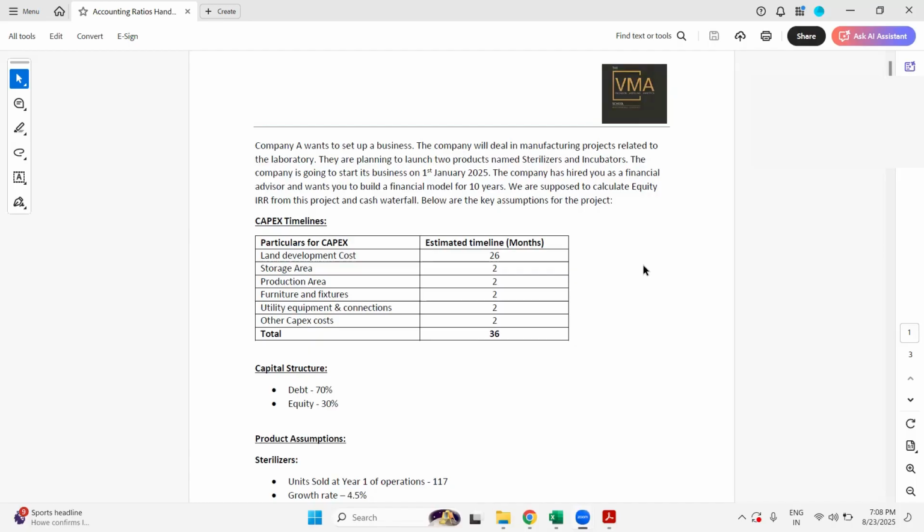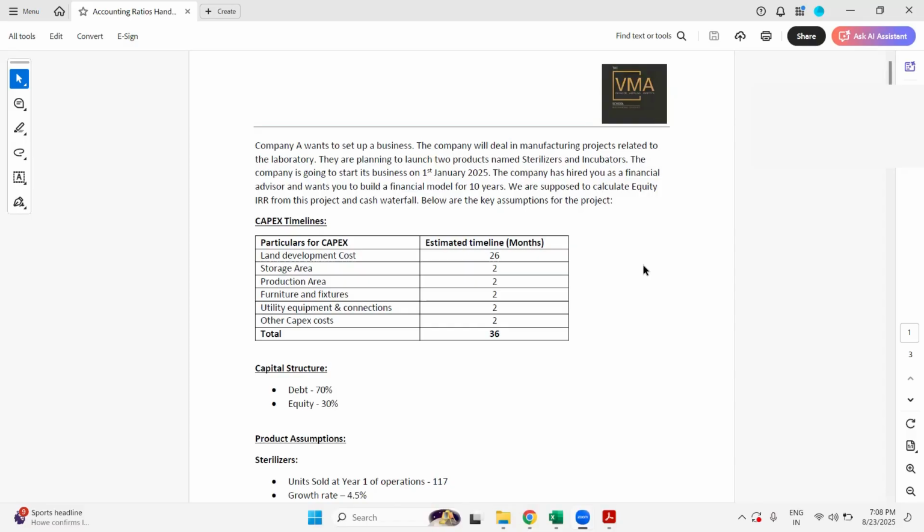So in this particular case study, there is a company A which wants to set up a business. As told to you guys, this is a project finance model, right? In a project finance model, what generally happens is that you are supposed to make a financial model where there is currently no business. The investor wants to start a business, and they want to understand the feasibility of the project if they invest in this particular business, right?